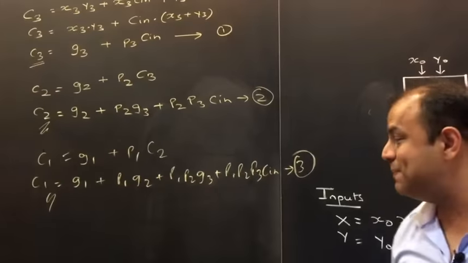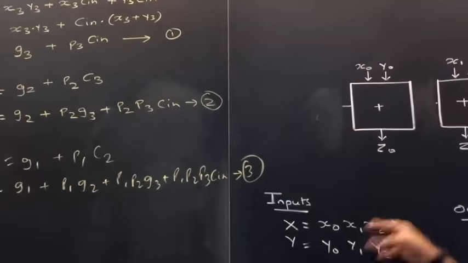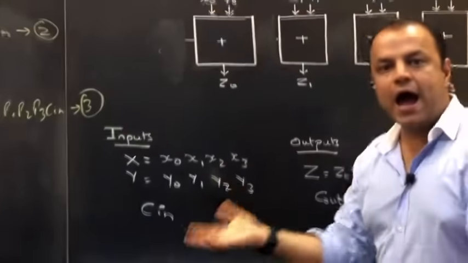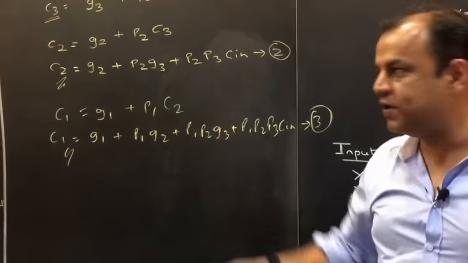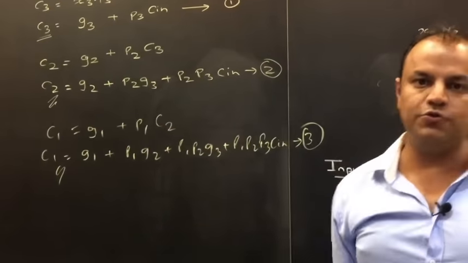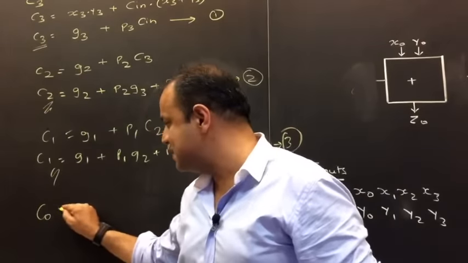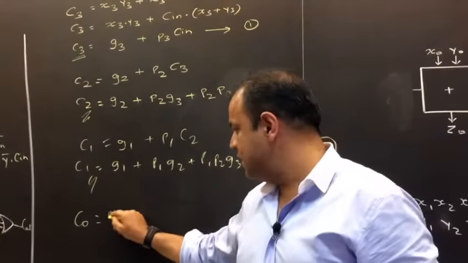Only using G's and P's and the original carry input. All G's, P's and original carry input are your inputs. You don't need to produce C2 to produce C1. You can produce C1, C2, C3 together. And the last one, C0. Come on, this I want by yourself.